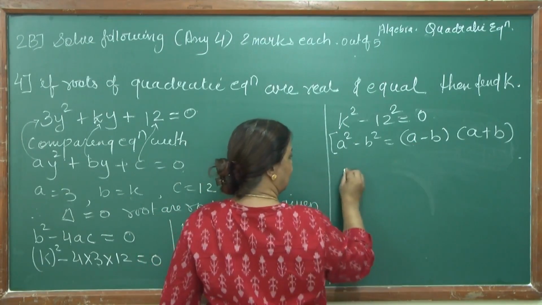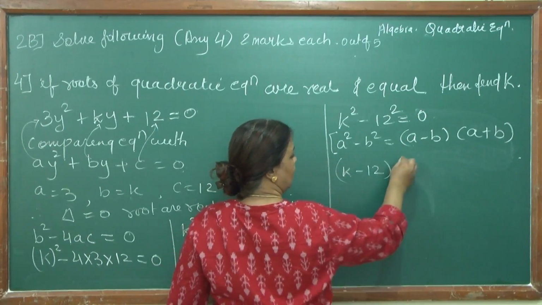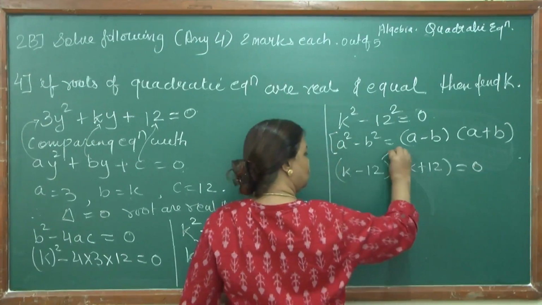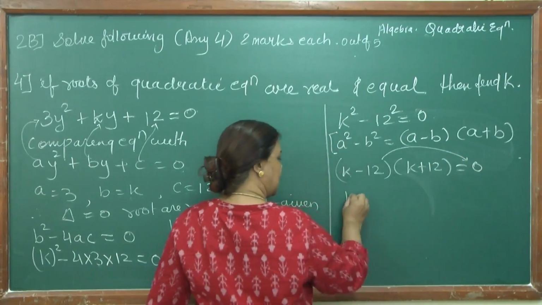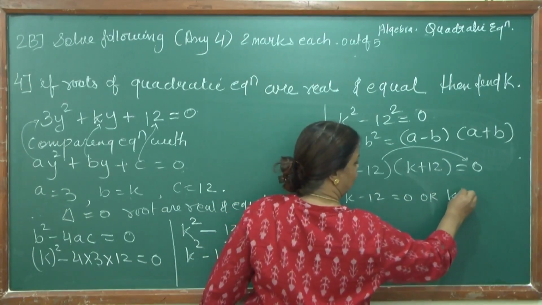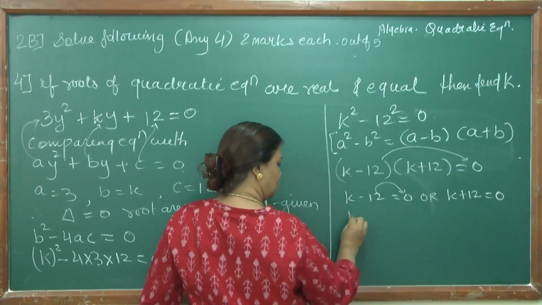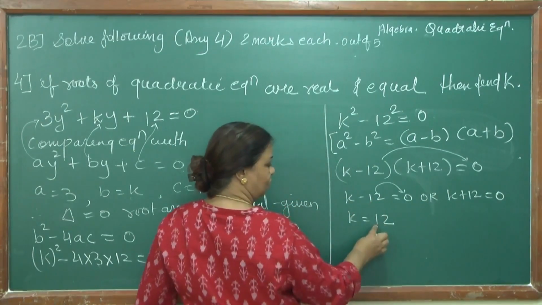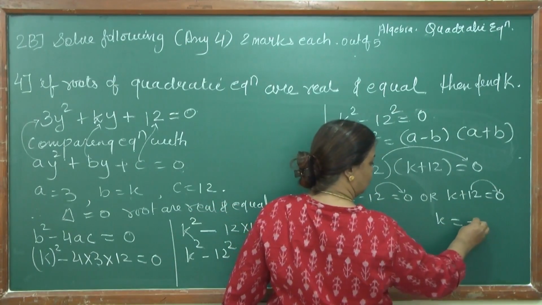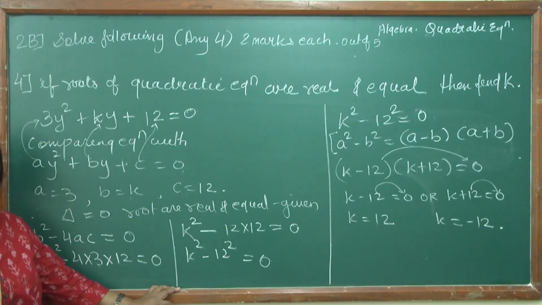So we will be getting k minus 12 and k plus 12 is equal to 0. So we will be using k minus 12 equal to 0 or k plus 12 is equal to 0. Minus 12 will come here, so k is equal to 12, minus 12 will become plus 12. Plus 12 will go there, so k is equal to minus 12. So you can pause the video and solve the sum, children.